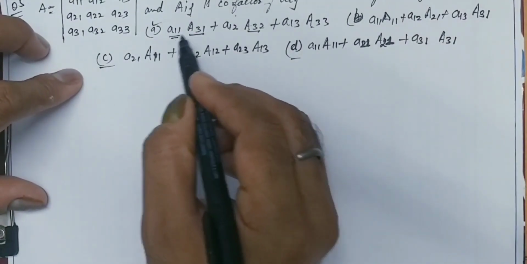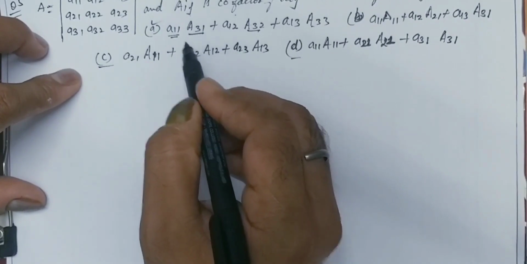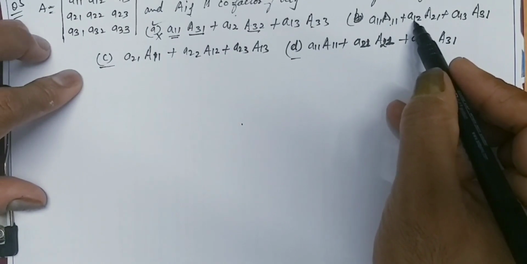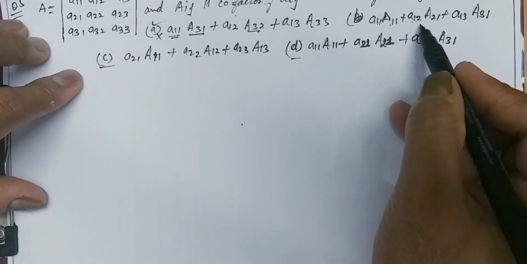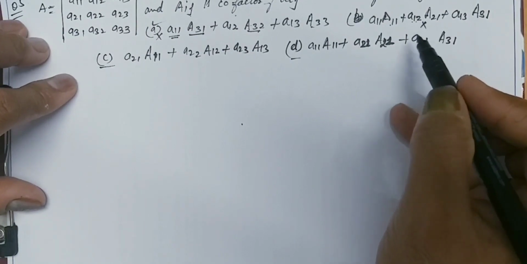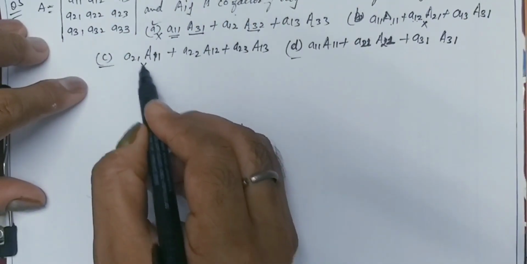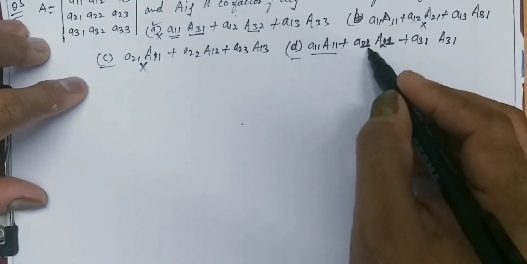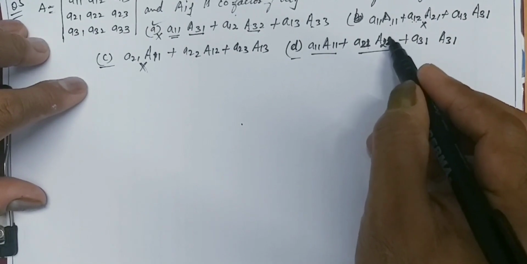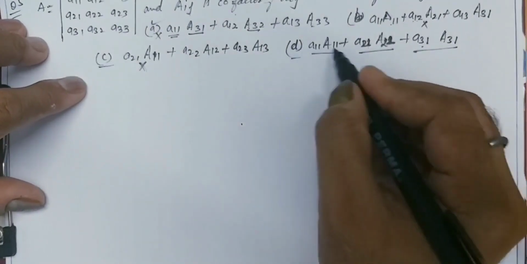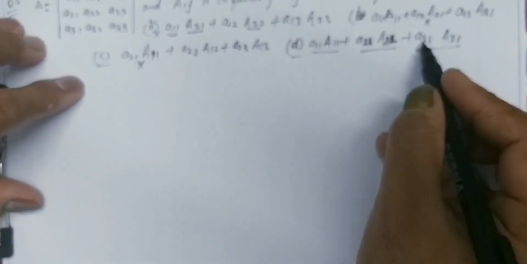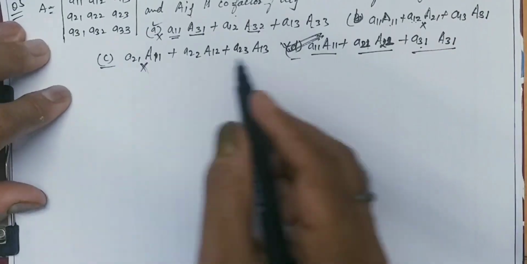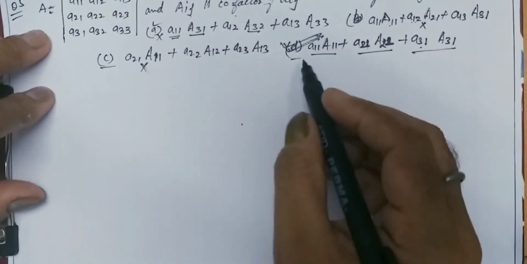So here a11 and then the cofactor they have taken of 31, so that means this option is not valid. A11, that's okay, but here the element is a12 but the cofactor is A21, so this option is also not valid. The third one is a21, this is also not valid. Last one is a11 A11, that's okay. a21 A21, okay, and a31 A31. So that means the elements as well as cofactors are having the same position, so this option is the right answer. Evaluation of this determinant will be done by option D.